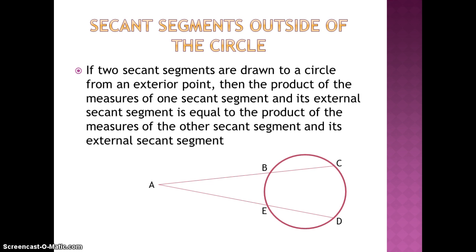If two secant segments are drawn to a circle from an exterior point, then the product of the measures of one secant segment and its external secant segment is equal to the product of the measures of the other secant segment and its external secant segment. In other words, AB times the whole length AC equals AE times the whole length AD.